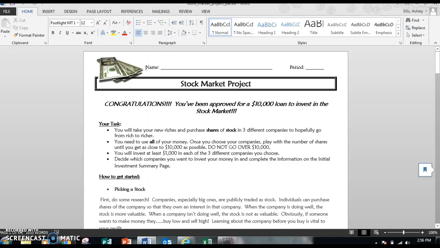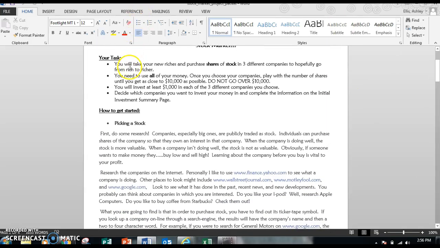Alright, for our stock market project, congratulations, you have been approved for $10,000 to invest into the stock market. As you'll notice your task, you will take on new riches and you will purchase shares of a stock in 3 different companies. So for this project, you need to identify 3 different companies that you will invest your $10,000 into. You need to use all of your money.